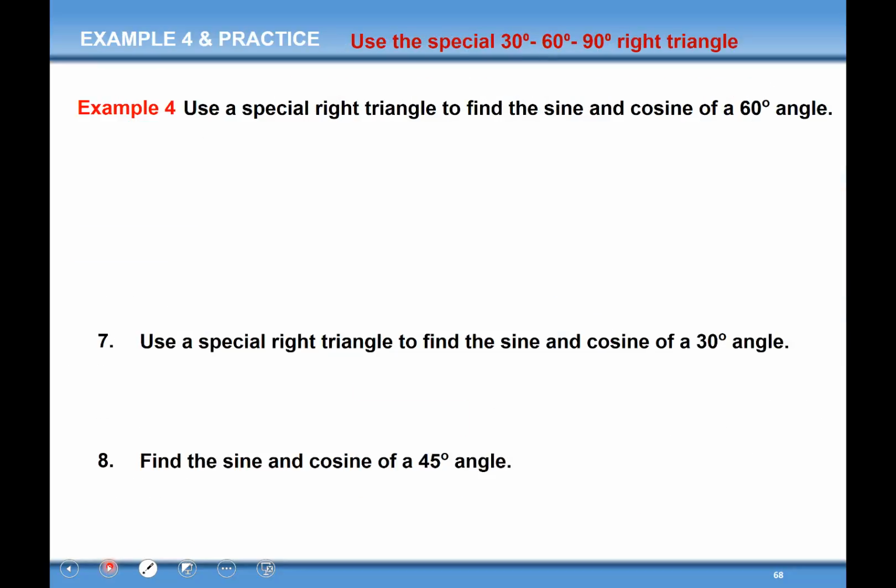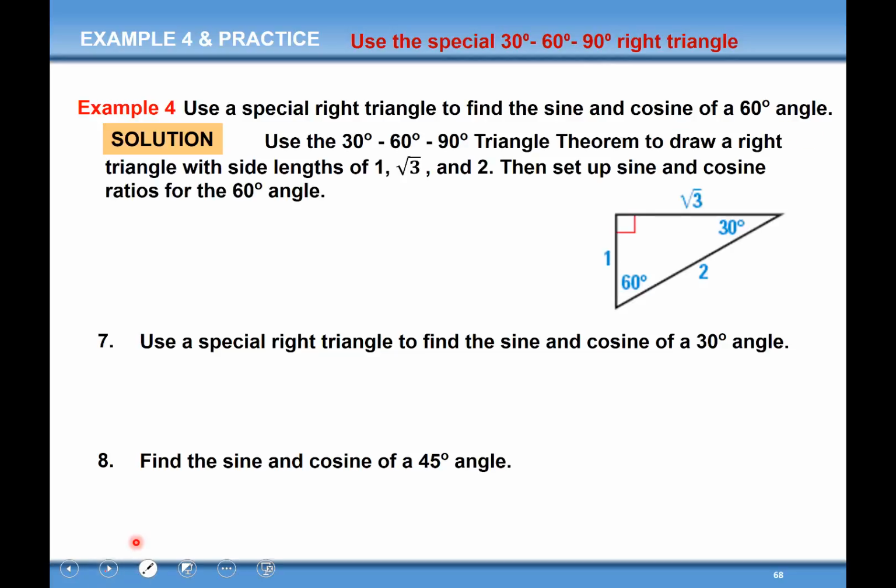Let's use some 30, 60, 90 triangles here just to practice finding the sine and cosine. So the first one, with example 4, we're going to use a special right triangle to find the sine and cosine of 60 degrees. So we're simply going to set it up. Here's our sine and cosine diagram we're going to work with. In other words, it's a 30-60 triangle with the ratios 1, 2, root 3. So we're going to use these to figure out sine and cosine.